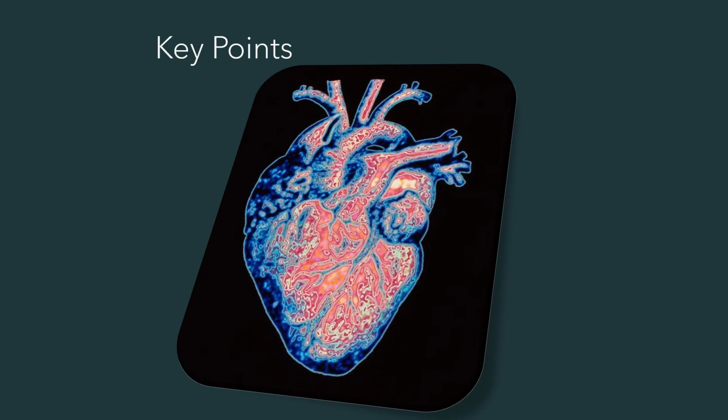Key points. The heart is the first complete organ formed. Identifying the stages of development of the heart is important in understanding congenital problems that can occur when development does not proceed as expected.